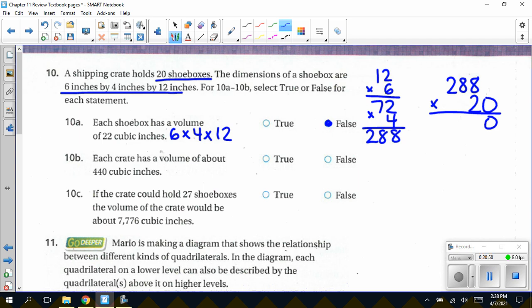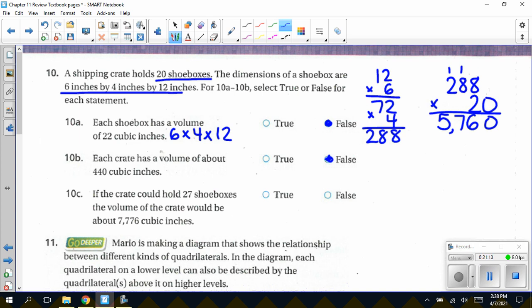So 8 times 2 is 16, carry my 1. 8 times 2 is 16, plus 1 is 17, carry my 1 again. 2 times 2 is 4, plus 1 is 5. So that one would also be false, because we just found that a crate would be 5,760 cubic inches.